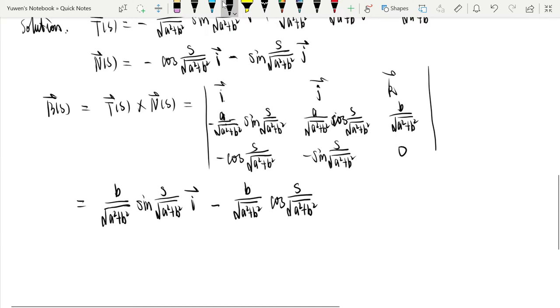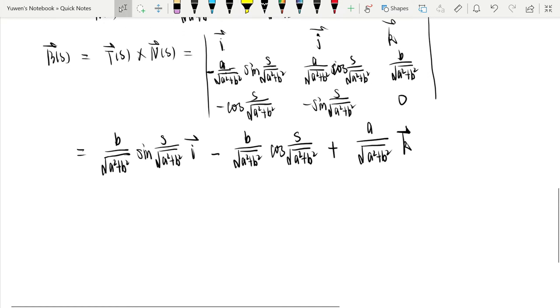And for k, that's negative sine squared. There's another negative sign here. So sine squared plus cosine squared, that's A over square root A squared plus B squared, that's k. Yes, that's the B_s. That's B_s.